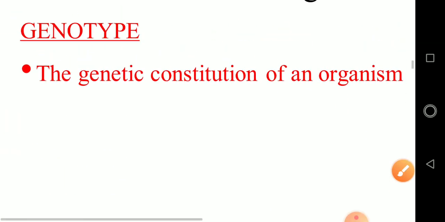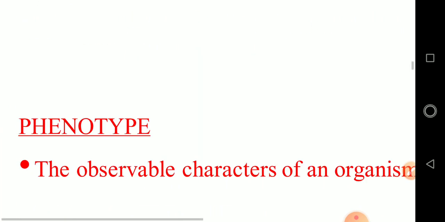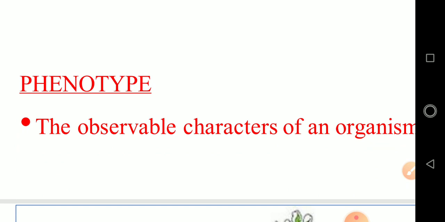So, what is genotype? The genetic constitution of an organism is said to be genotype. Phenotype. The observable characters of an organism is said to be phenotype.